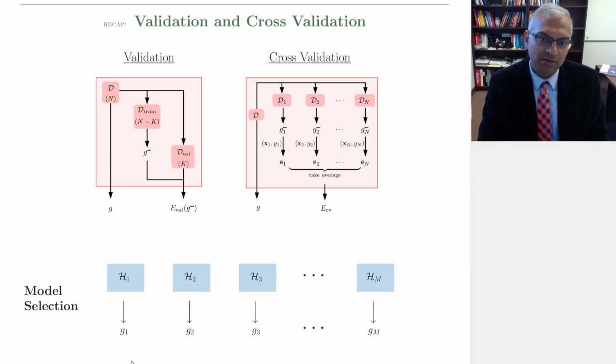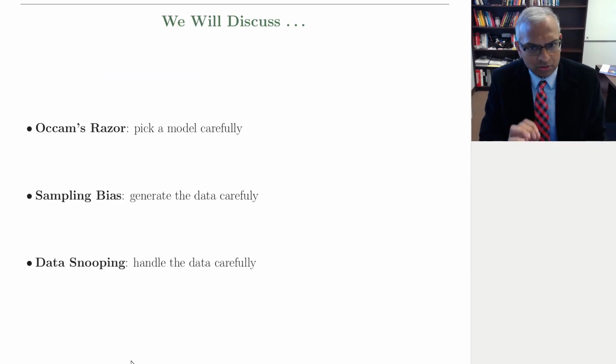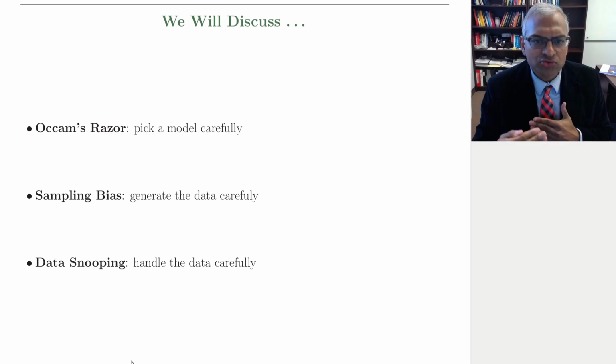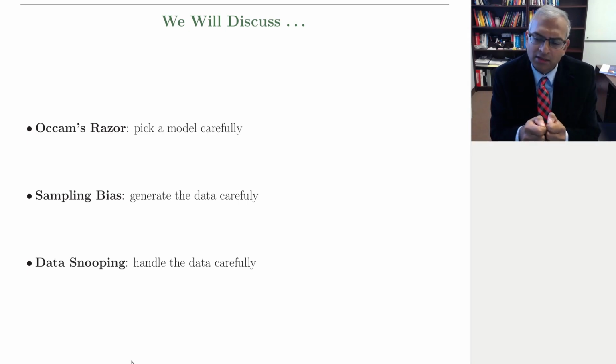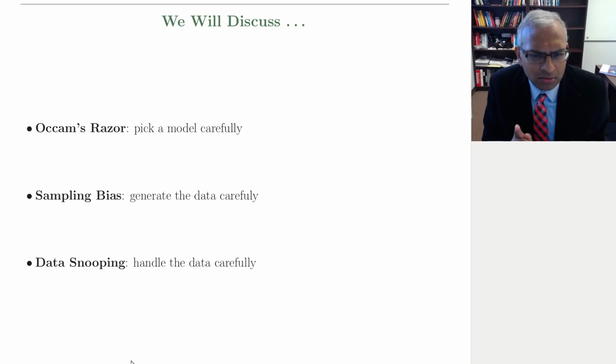So that's validation. What's going on today? Today we're going to talk about three important principles, and they address the three parts of the machine learning problem. What do you do before you see the data? You have to pick your hypothesis set, your model. We're going to study Occam's razor in this context, which basically says pick your model carefully.